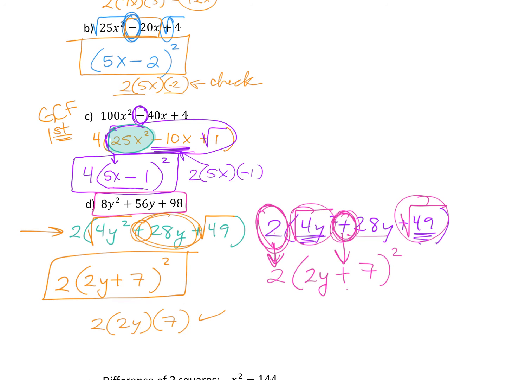Any questions on that? Those are called perfect square trinomials. So if it says factor the perfect square trinomial, you know this is what you're doing, okay?